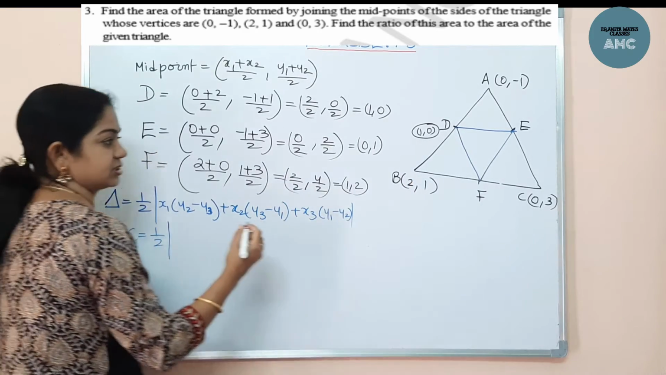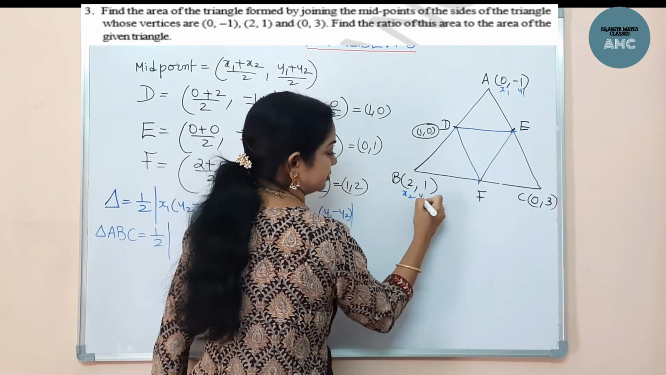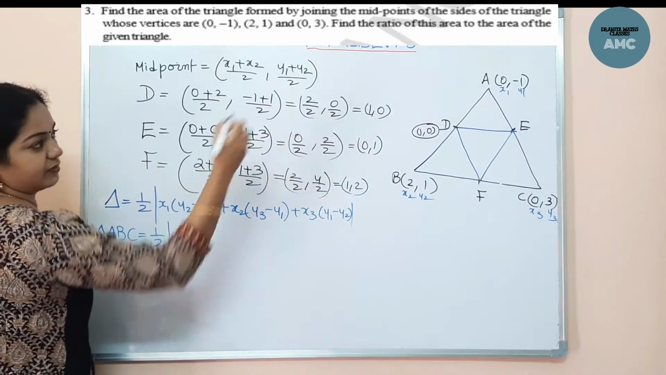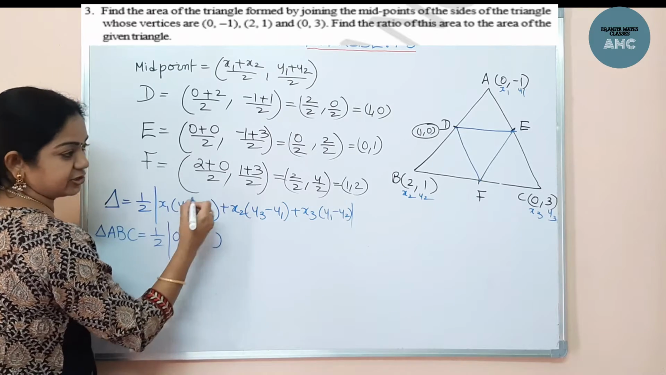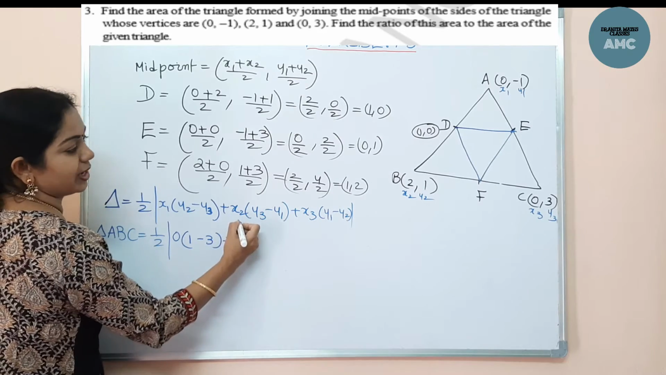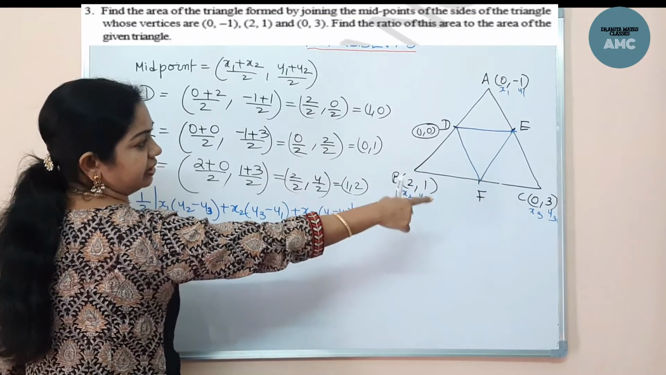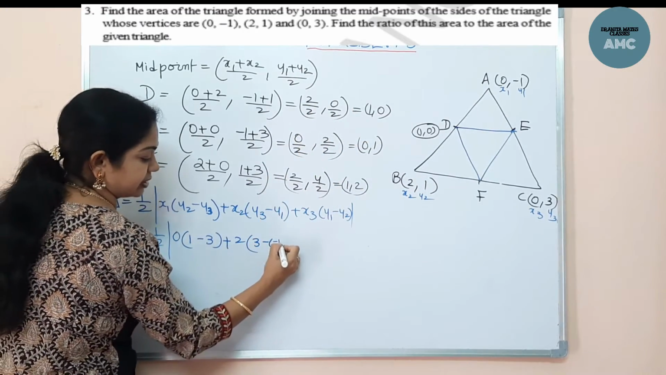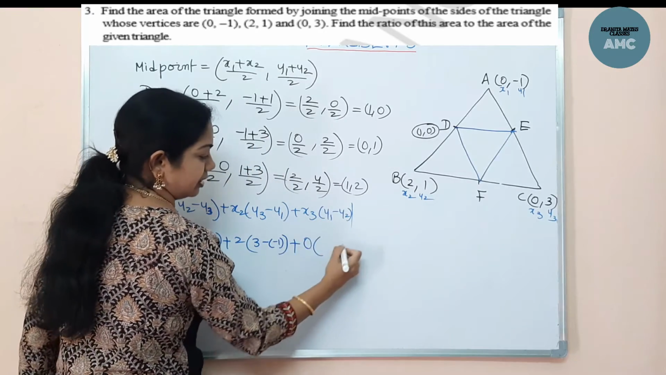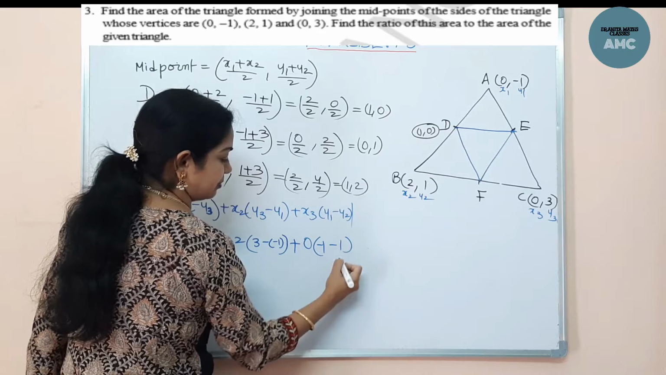Now, we will substitute. For substituting, let me write here x1, y1, x3, y3. Right. What is the x1 value? 0 into (y2 minus y3). y2 is 1, y3 is 3, plus x2 value 2 into (y3 minus y1), 3 minus of minus 1, so y1 is minus 1. So, plus x3 value is again 0, into (y1 minus y2). y1 is minus 1, y2 is 1. So, minus 1.